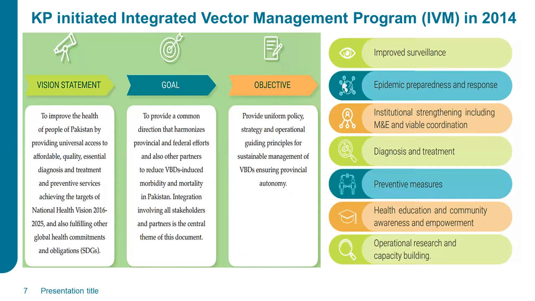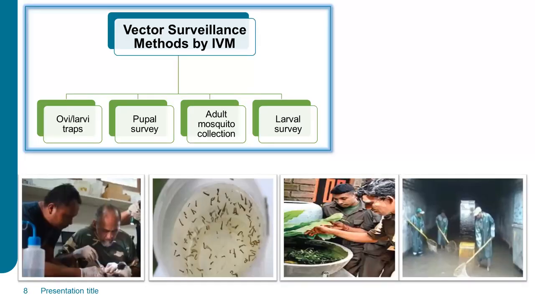Before the dengue epidemic of 2017 and 18, the government of KP initiated the integrated vector management program for effective prevention and control of vector-borne diseases, with special focus on malaria, dengue fever, and cutaneous leishmaniasis. Under the IVM program, the vector surveillance methods are broadly based on OVR larvae traps, pupae and larvae survey, and adult mosquito collection. You have an idea that Pakistan is a resource-constrained country. So due to the limited resources, not only financial, but also limited technical capacity, the main method used by the IVM program is the pupae or larvae survey here in Pakistan.